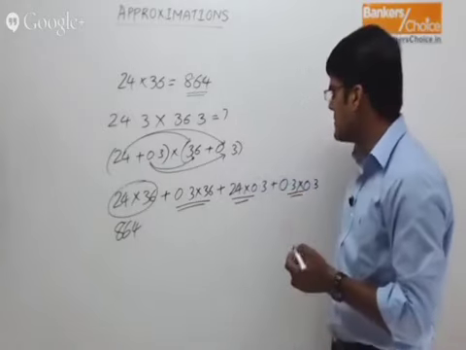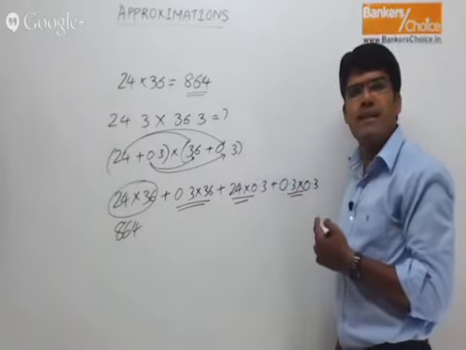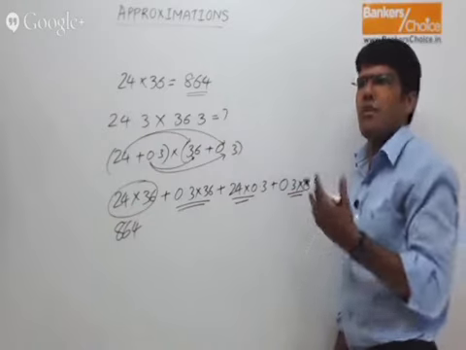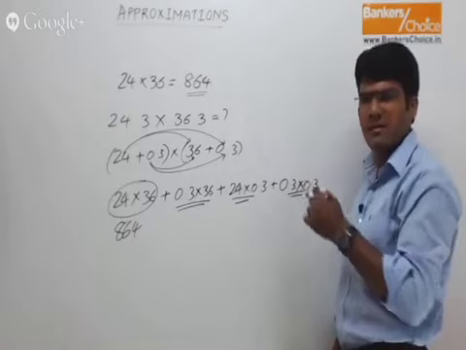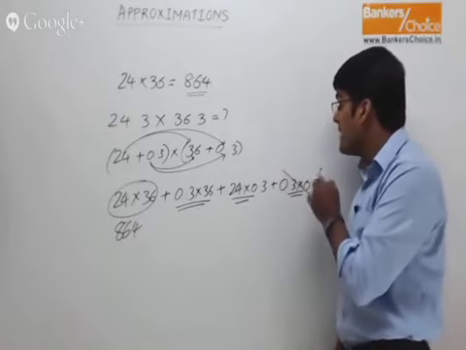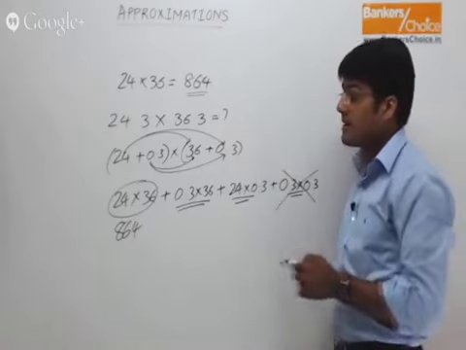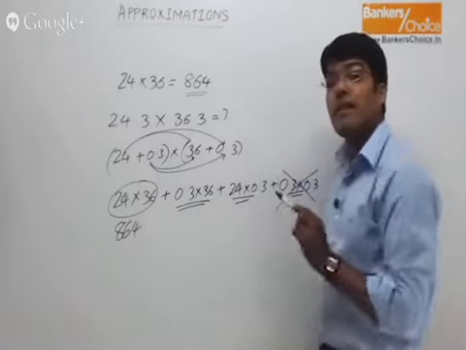Again, when it comes to the remaining terms, 0.3 into 0.3 doesn't really matter. What is 0.3 into 0.3? 0.09 or 0.1, yes or no? 0.09, approximately 0.1 we can say. So this part can be neglected. But the remaining two terms cannot be neglected.